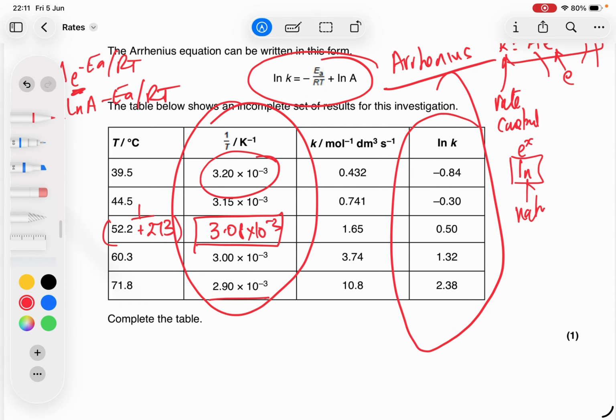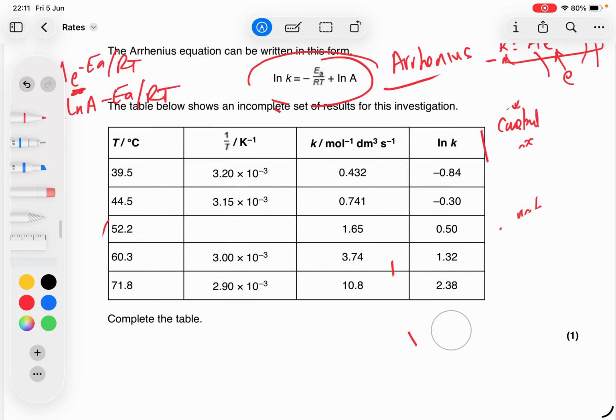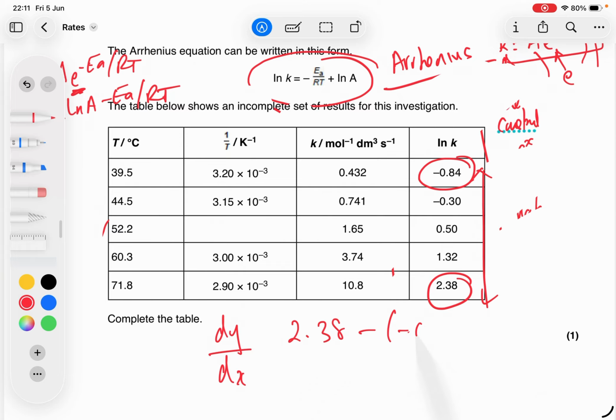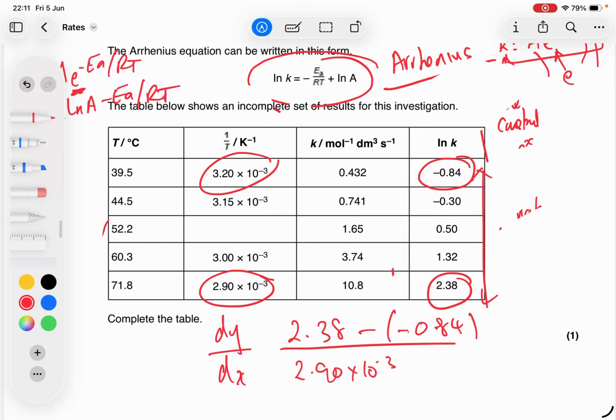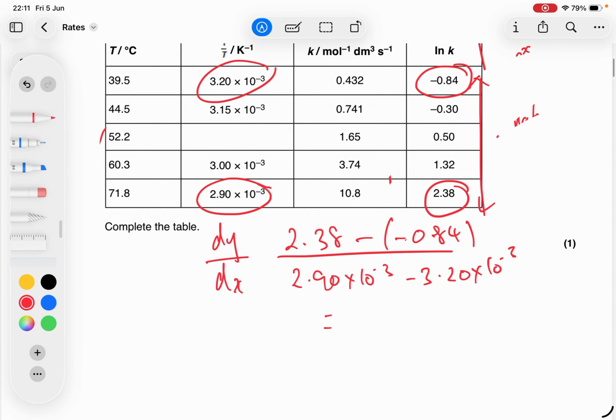So the way I work out the gradient is like this. I will say gradient is dy over dx. So the best way to do this is dy over dx is your gradient. So minus, so this distance here, so 2.38 minus 0.84 divided by 2.90 times 10 to the minus 3 minus 3.2 times 10 to the minus 3. That's my gradient. Gradient is dy over dx, so the extreme points. And that comes to, let me quickly work this out.